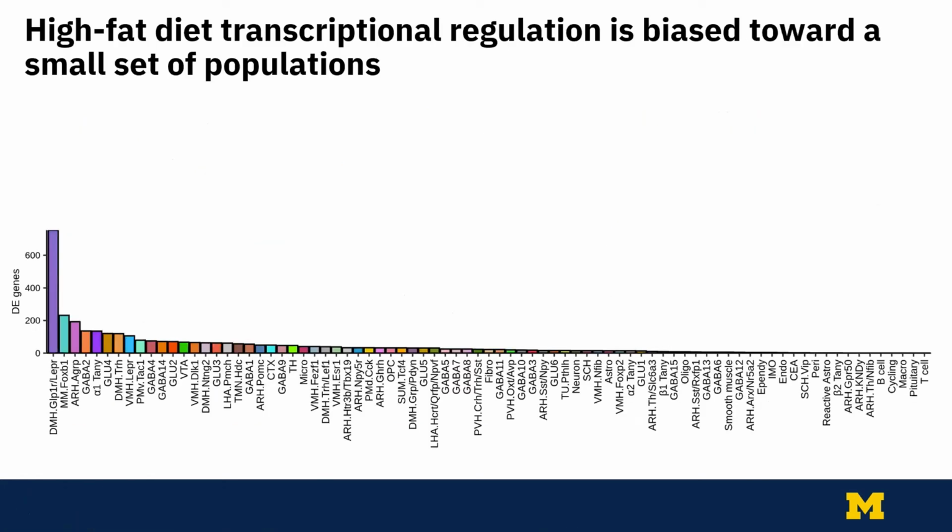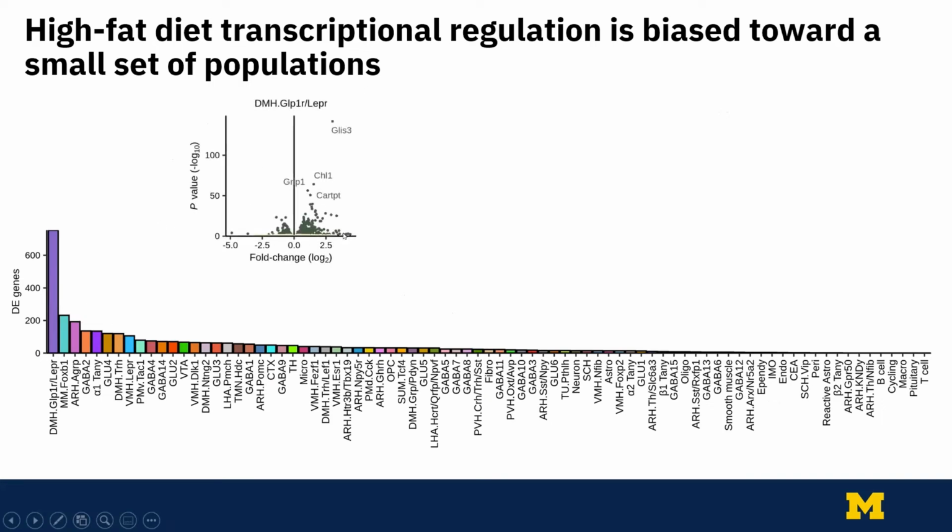We then wanted to know what the effects of high-fat diet are on this data set. So we just ran differential expression analysis across our entire data set. And again, we see that these DMH GLP-1 receptor cells are extremely highly regulated by high-fat diet, as are the AGRP cells.